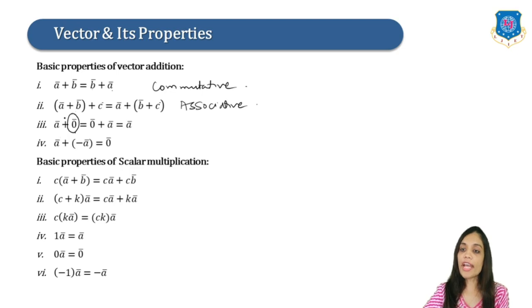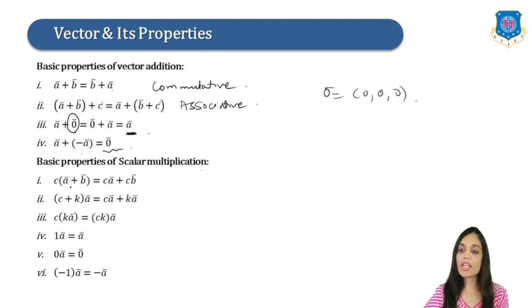Whenever we add 0 bar, 0 bar meaning 0, comma, 0, comma, 0, we get the same answer. In the same way, this is the additive inverse. So a bar plus minus a bar will be what? The 0 vector, right? Similarly, we have basic properties of scalar multiplication.